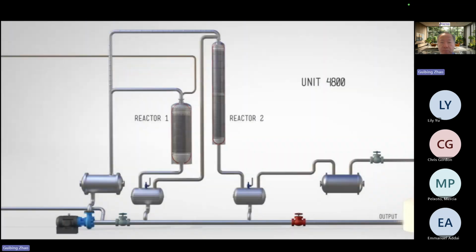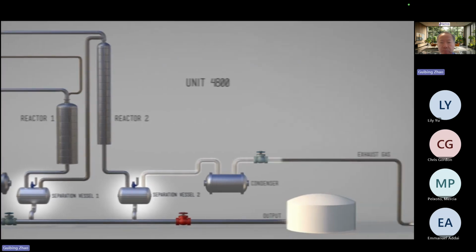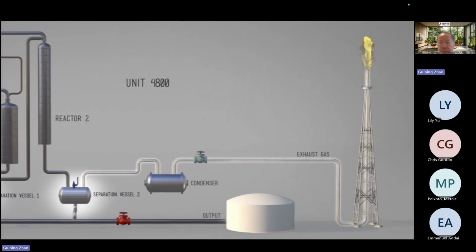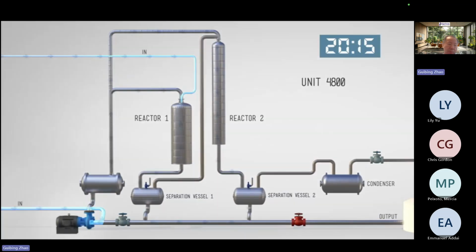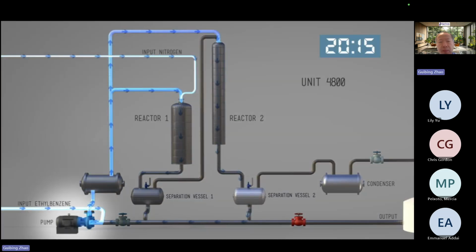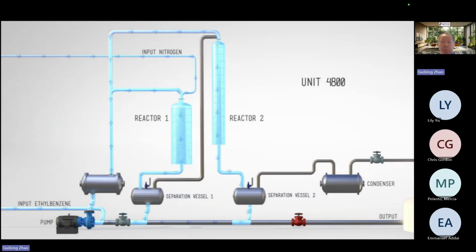Located below the two reactors are separation vessels which separate fluids and gases. Excess gases are vented to the exhaust gas system. At 8:15 on the evening of June 3rd, operations started to allow circulation of ethylbenzene and nitrogen in the unit as part of the startup procedure.